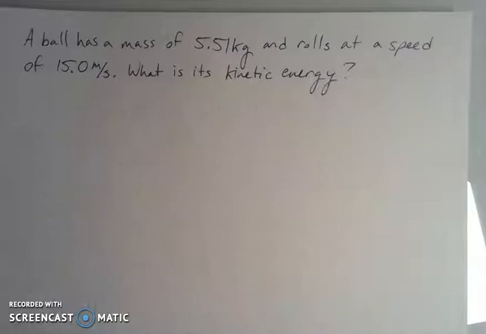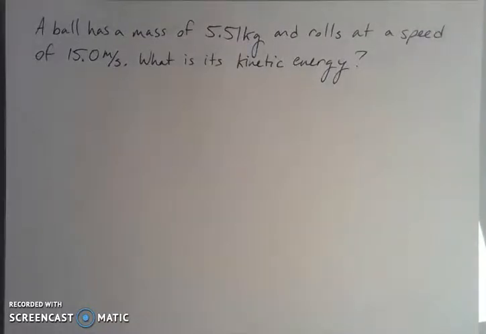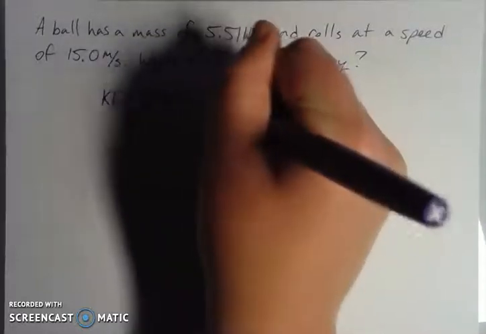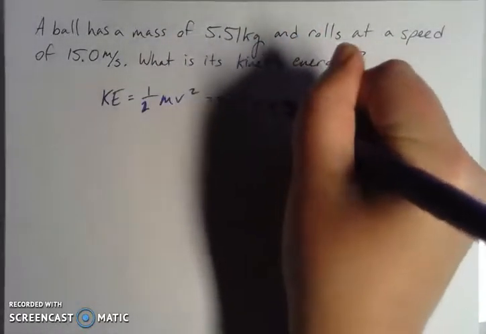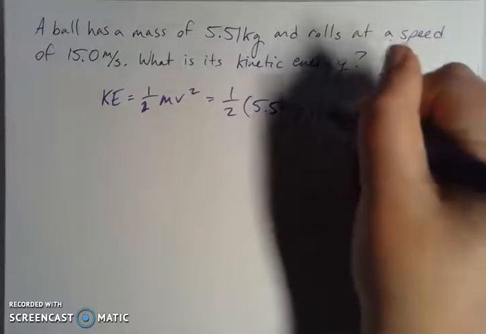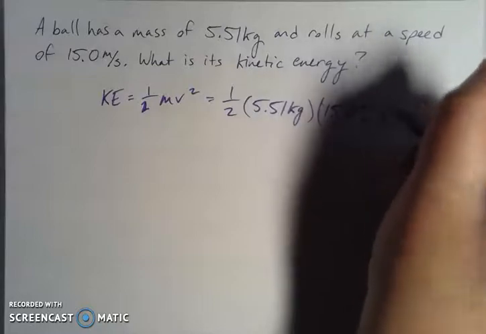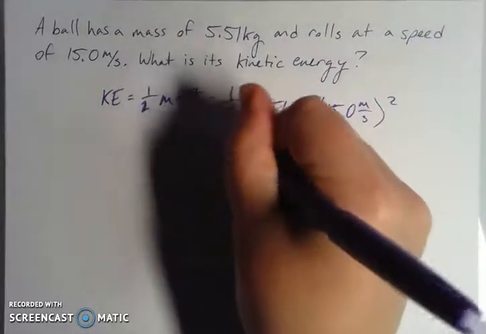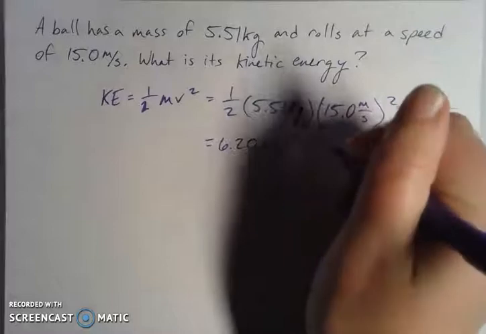So let's do a couple problems to play around with this idea of energy. If I have a ball that has a mass of 5.51 kilograms, so something that's just a little bit over a couple pounds, rolls at a speed of 15 meters per second, so it's cooking along there, what is its kinetic energy? Our KE is equal to 1/2 mv squared, so this would be 1/2 our mass, and it's already in kilograms, so that's good, and then our v here is already in meters per second, squared. And so our kinetic energy for this is going to be 6.20 times 10 to the second joules.